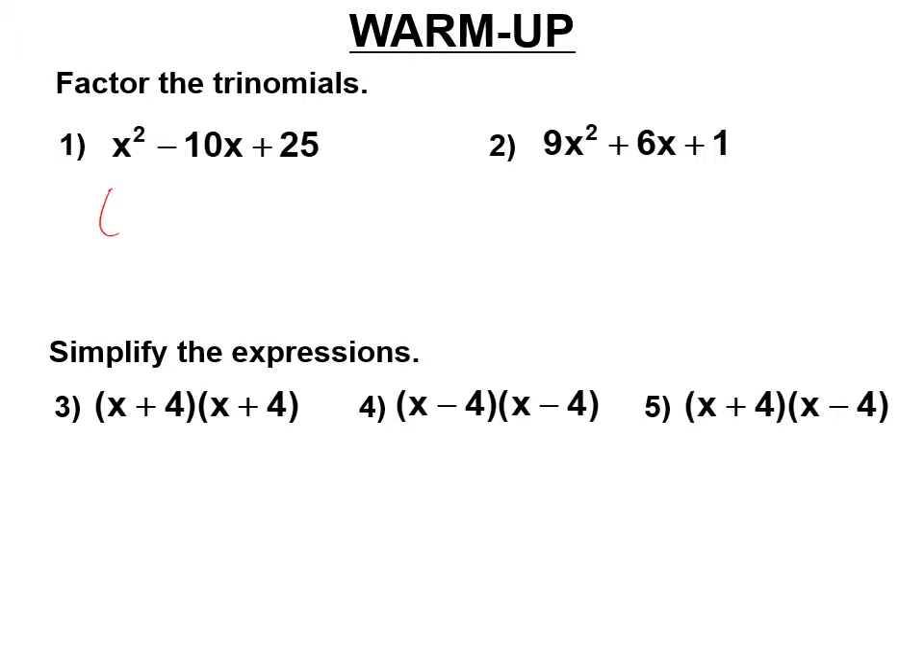So 25, we have a negative 10. So it's x squared, so it's got to start with x and x. It's plus, so they're both the same, and they both have to make a minus. So it has to be x minus, x minus. And I think x minus 5 times x minus 5 is x squared minus 10x plus 25. Those are the factors.